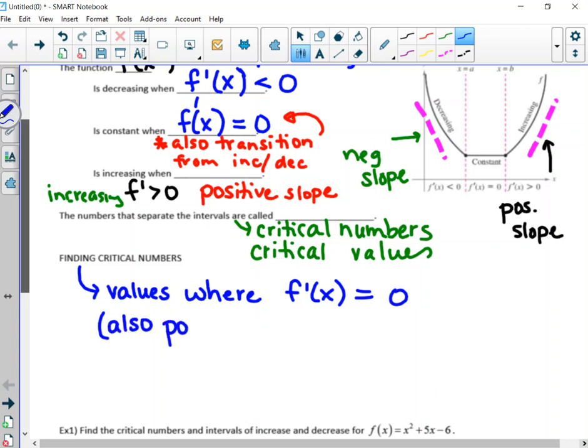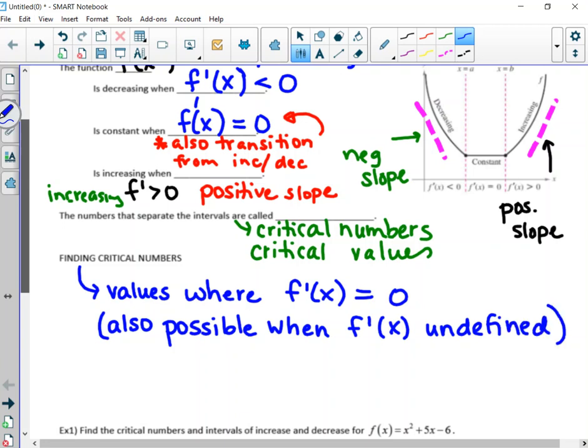I'm going to make another note here. It's also possible to have a critical value when your derivative is undefined, but we're not really talking about that scenario yet, so I'm not going to worry too much about that. So my derivative equal to 0 is going to be our initial focus for critical values. So we're not going to look at any functions yet that would have a derivative that would be undefined.